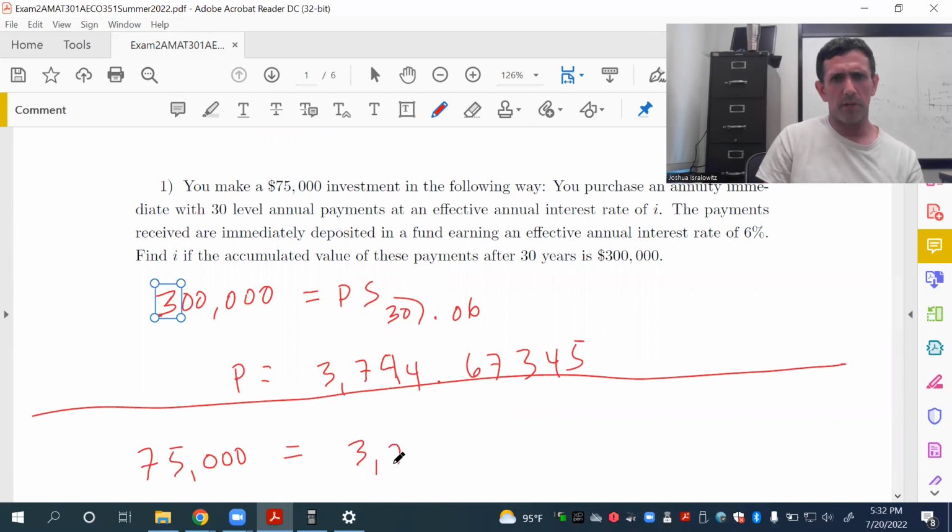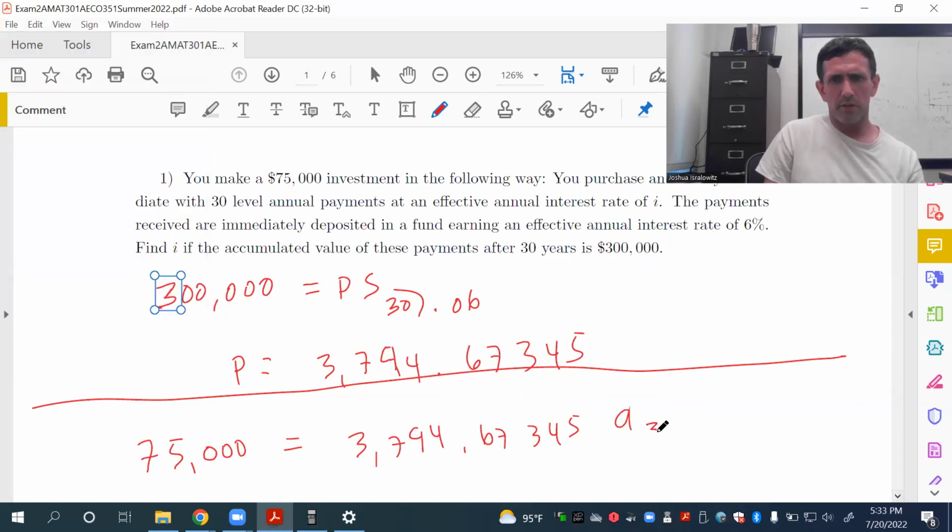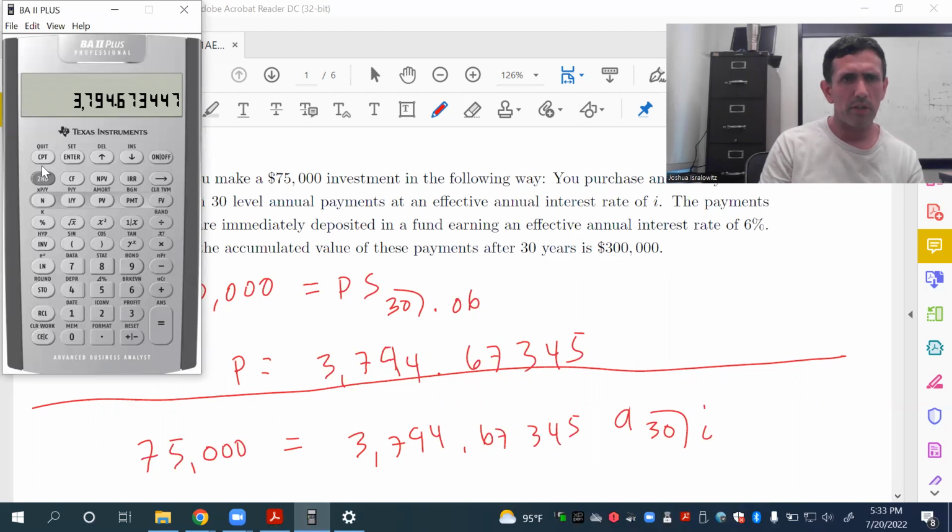So we know the payments are P, and let me store this. It's a 30-year annuity. We don't know what i is, so we're going to have to use the calculator to figure this out. TVM. This is my payment, 30 N. I have to make 75,000 negative, otherwise I'll get an error. So compute i, and we get 2.9356.